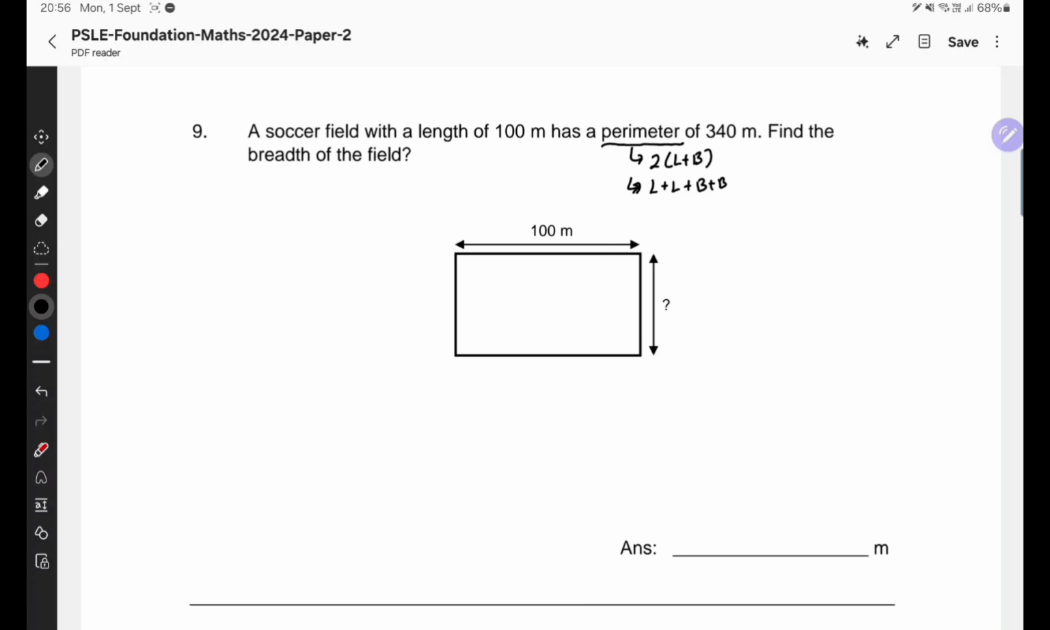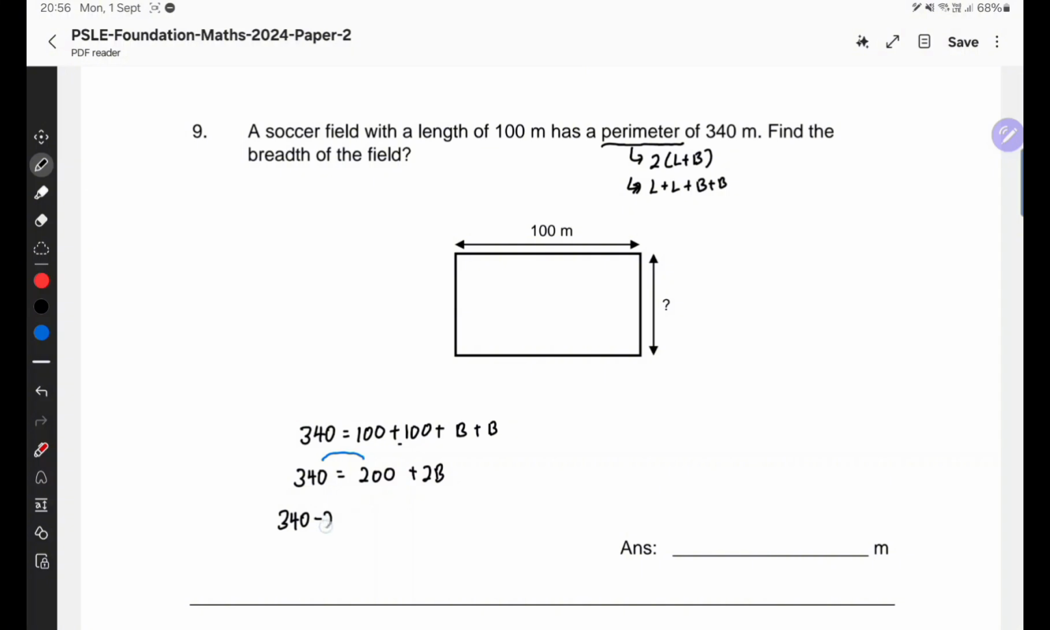Okay, so in this question we are trying to find what is the breadth. So we know that 340, which is the perimeter, is equal to 100 plus 100 plus breadth plus breadth. So to find the breadth, we need to bring this 100 plus 100 over the equal sign first. Okay, but before that, let me just simplify. 100 plus 100 is equal to 200. B plus B is equal to 2B. So I want to bring this 200 over the equal sign.